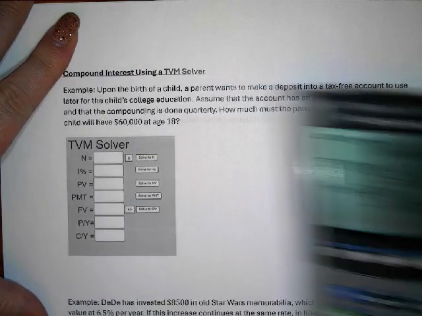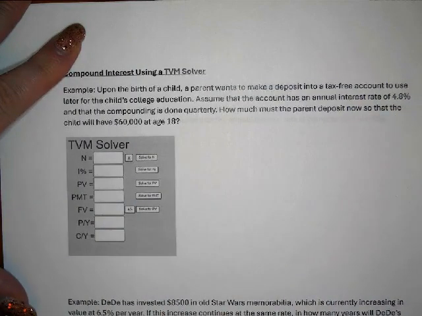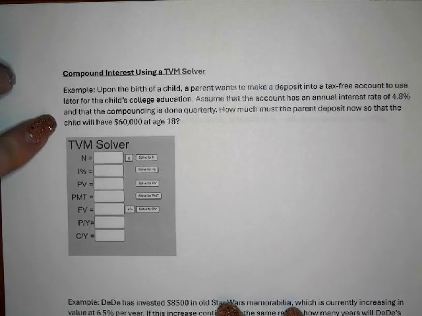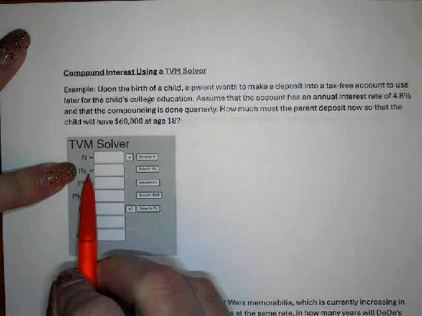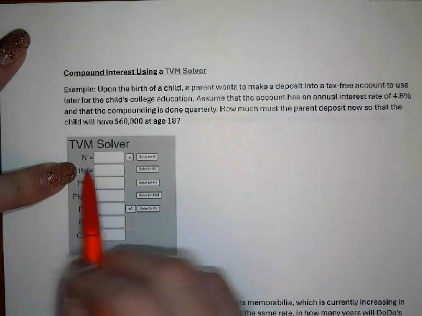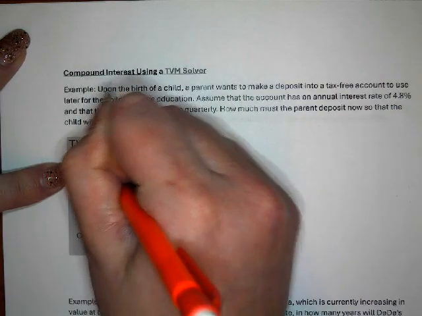It says, upon the birth of a child, a parent wants to make a deposit into a tax-free account to use later for the child's college education. Assume that the account has an annual interest rate of 4.8% and that the compounding is done quarterly. Okay, so the nice thing is that the interest rate up here, you do not have to write it as a decimal. You can write it as the number that it has. So this is 4.8%. That's what we're going to plug in right here.